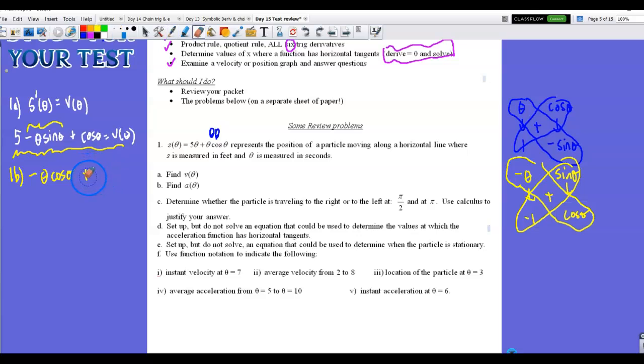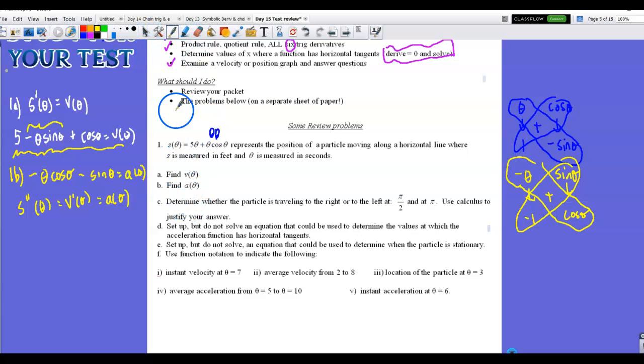Wait for my eraser to pop up here. There we go. Minus sine theta, and that is my acceleration function. Instant acceleration, derivative of velocity. So remember, for acceleration, the second derivative of position is the first derivative of velocity, which is acceleration. So make sure you know those relationships.